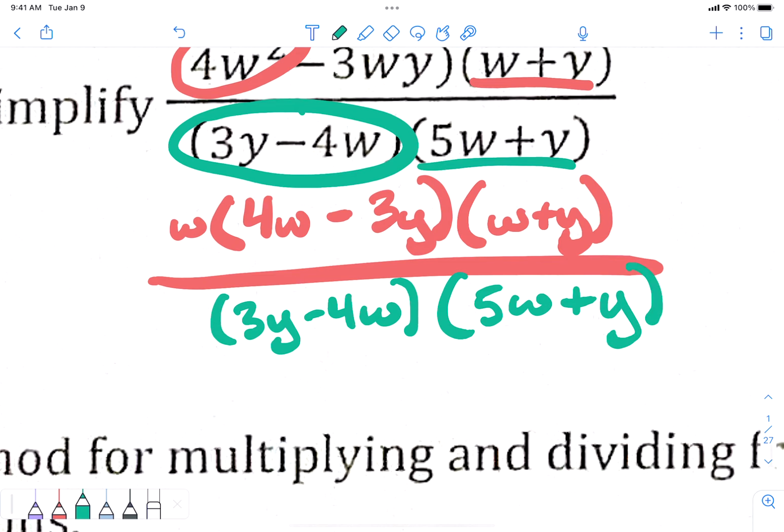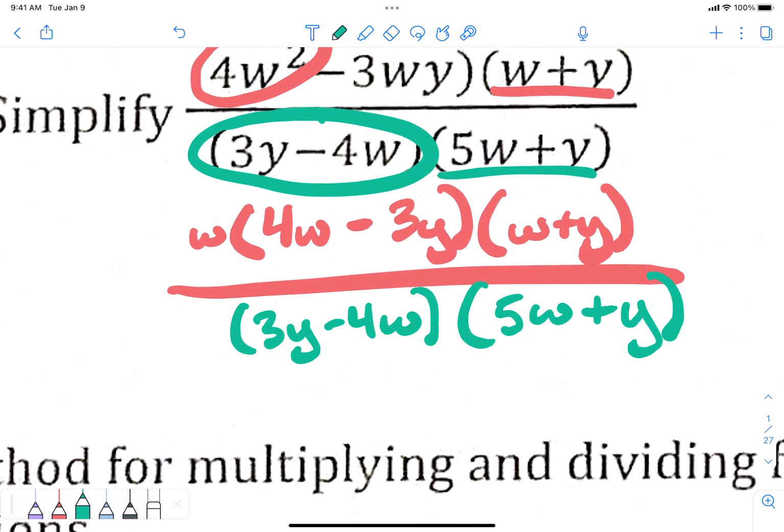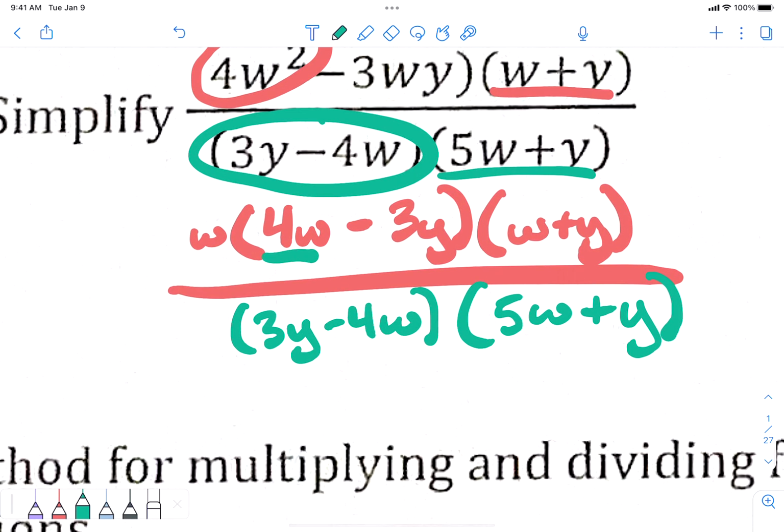Not 5Y plus W, 5W plus Y. Now, does anything cancel? Can this W plus Y cancel with that 5W plus Y? No. This is 4W minus 3Y. Is that different from 3Y minus 4W? Yes. Well, that's not very exciting. Nothing cancels out, so that's the answer.